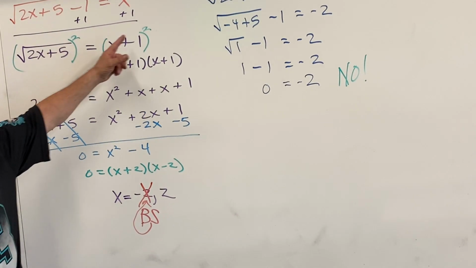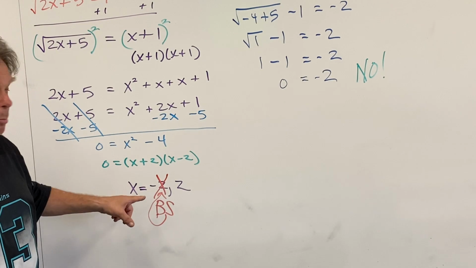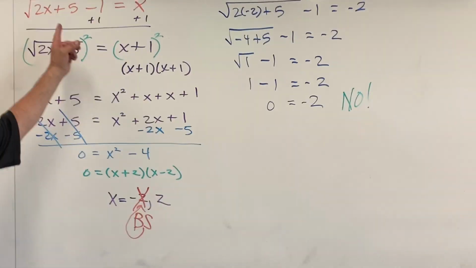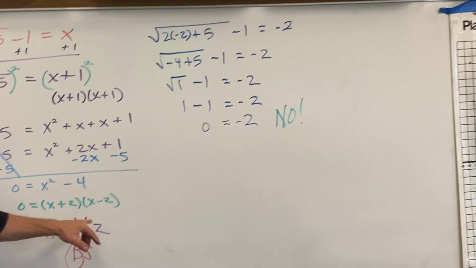That happens. Sometimes when you square both sides of an equation, you can get bogus solutions. That's why you've got to check them. Okay, now, what about this one, too?